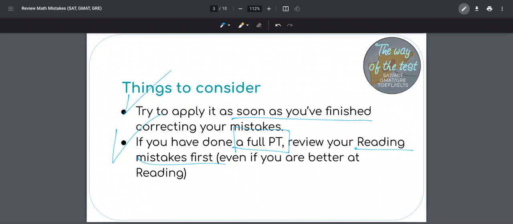Also, because usually math solutions are something that you can see on your notebook or on your pieces of paper, the scrap paper that you use to solve the questions. So usually it's going to be easier for you to go back and check what on earth you did when you were solving a math question than to go back and check what you were thinking when you solved a reading question. So after you finish your practice test or a set that includes verbal and math, you want to start with the reading mistakes first and then move to the math section.